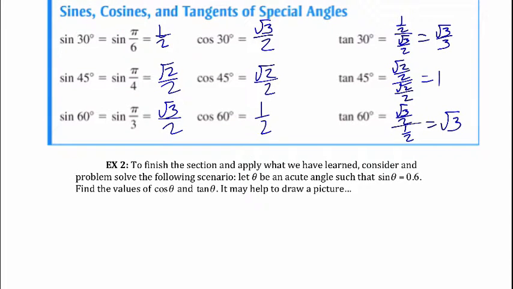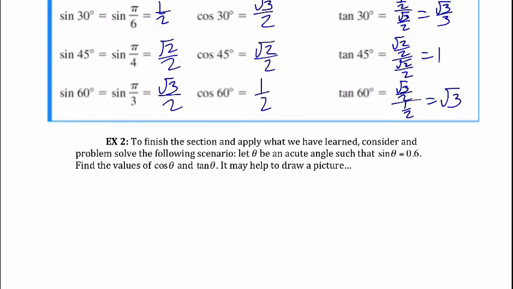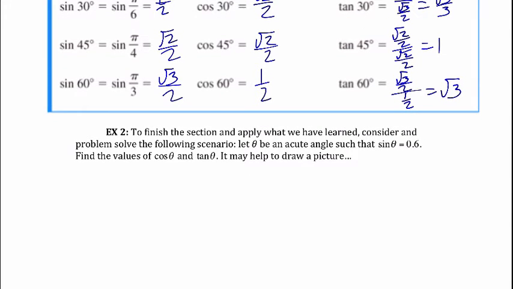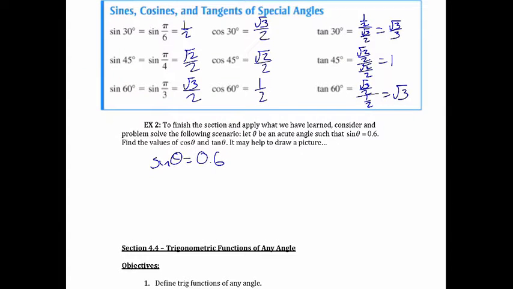So to finish up this section, we're going to figure out how to find the trig functions given one trig function. So let theta be an acute angle such that sine of theta equals 0.6, and we're asked to find cosine and tangent of that angle as well. So the sine of whatever our mystery angle is 0.6. Now I'm going to draw a triangle here.